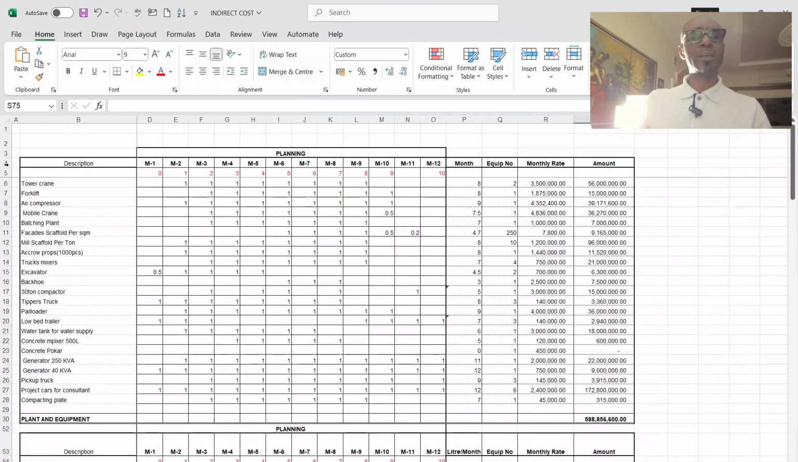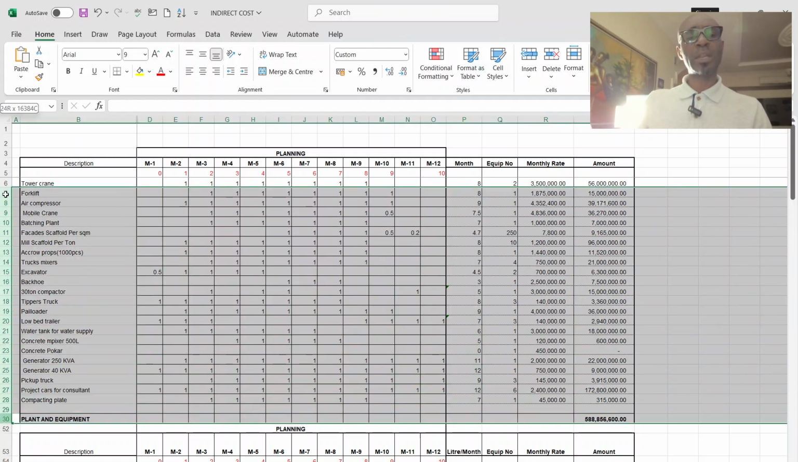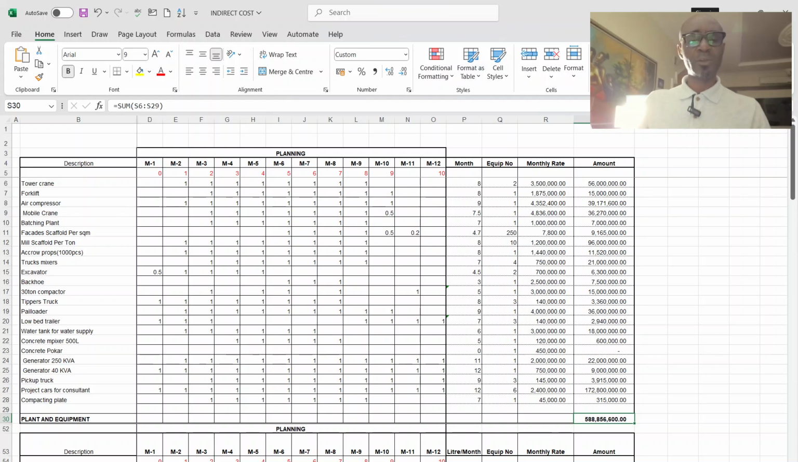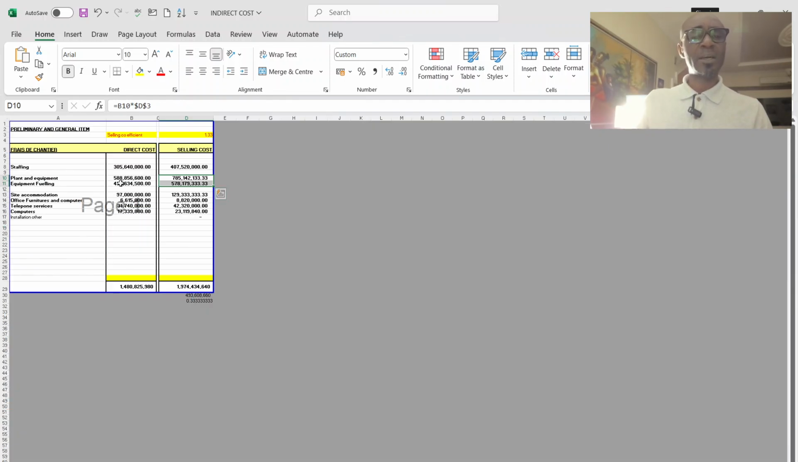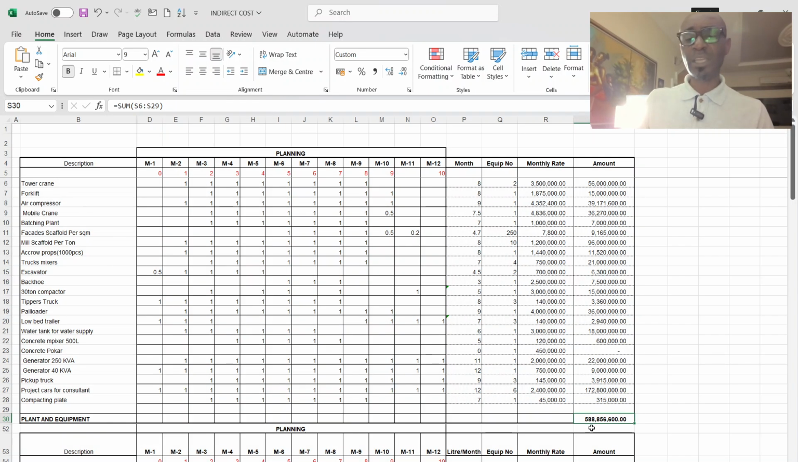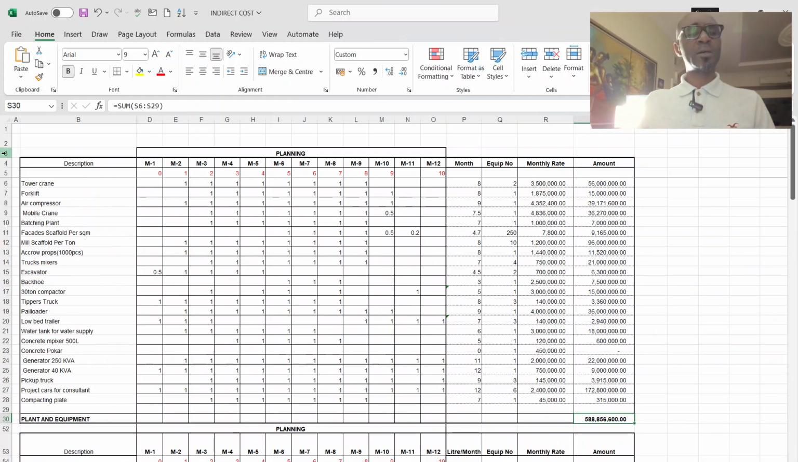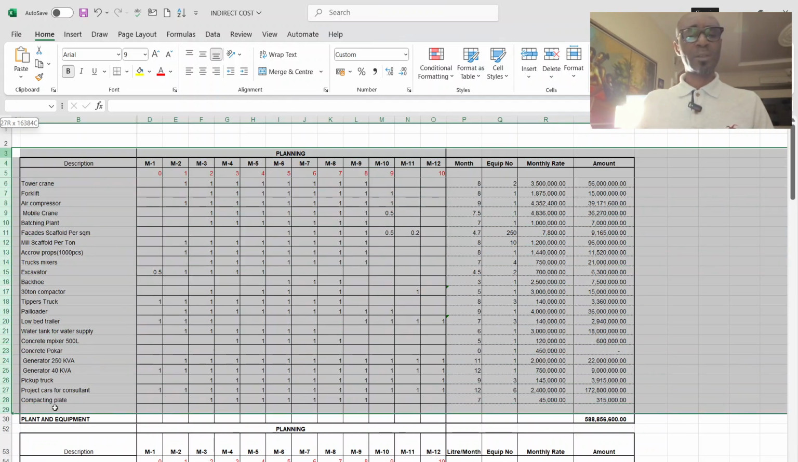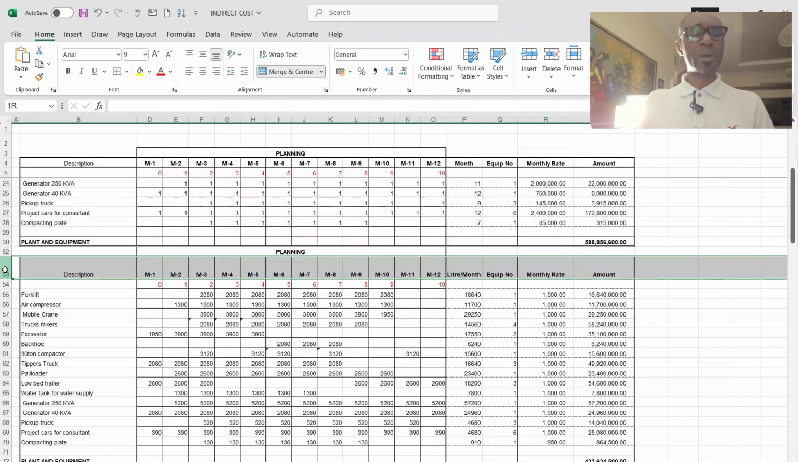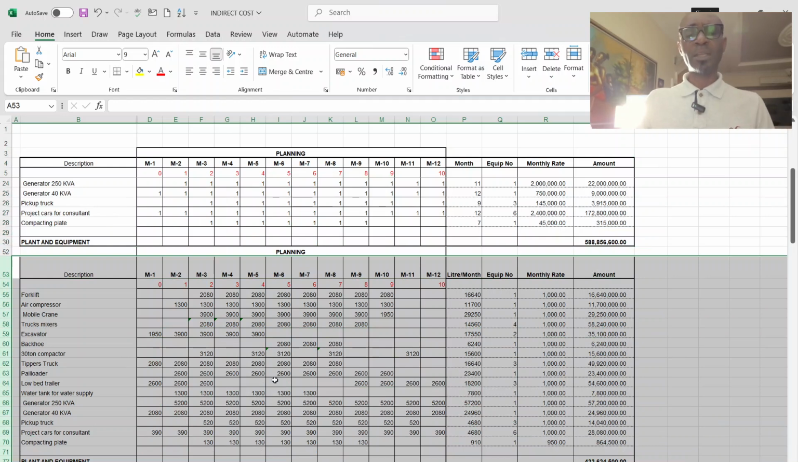As you can see above is the plant and equipment that I took us on the last time, where we arrived at 588 million, which you're going to see here. The dry cost, which is the direct cost without profit margin, is 588 million. That is what you are seeing here. So what I did is to copy the whole of this, then I brought it down below the plant and equipment.